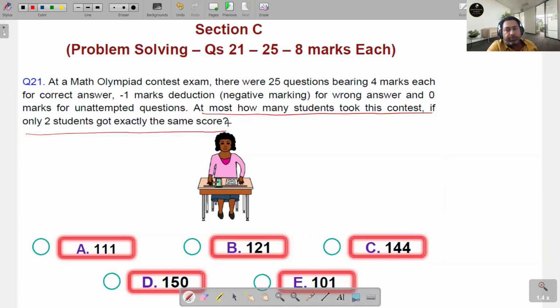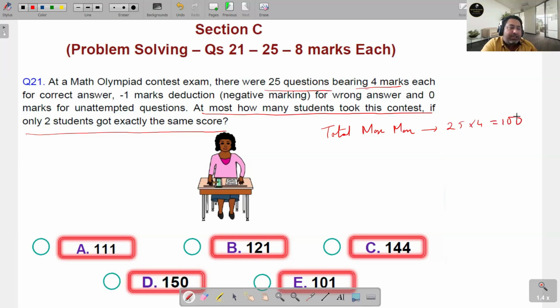Right. So this is a problem. There's a couple of concepts, and also involving pigeonhole. Okay, so let's understand this. Now, what is the total maximum marks of this exam? Each question, 25 questions are there and each bearing 4 marks. So the maximum one can score is 25 times 4, which is 100.